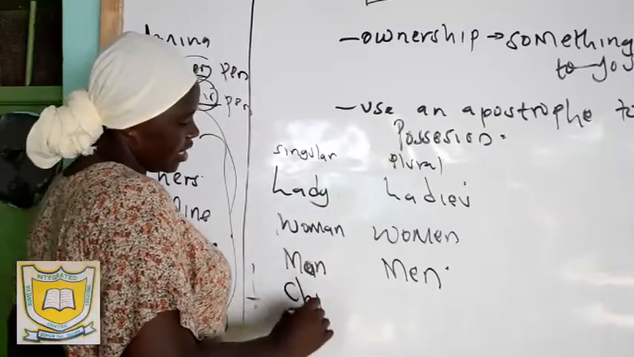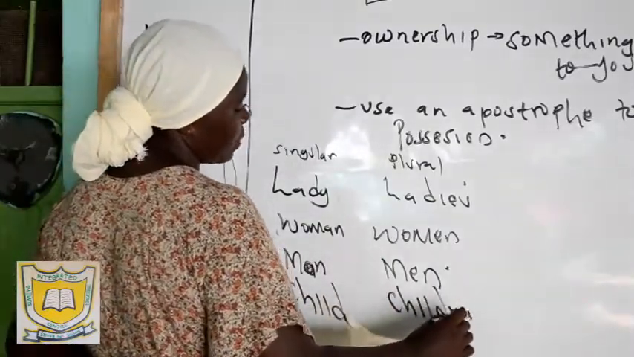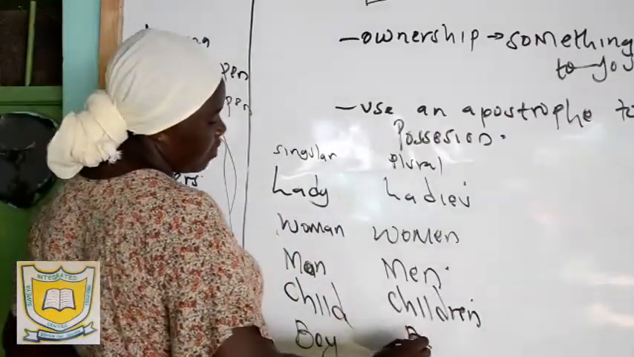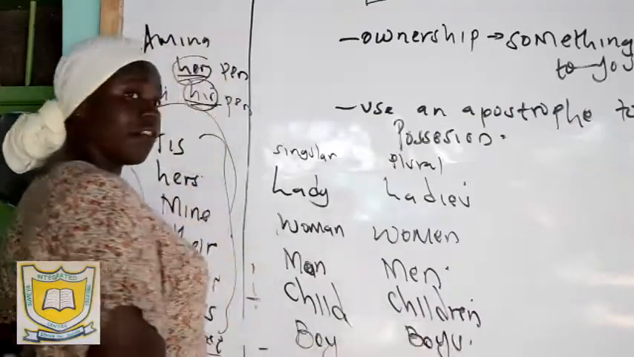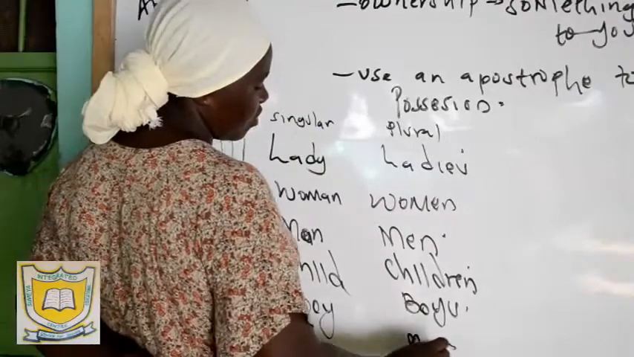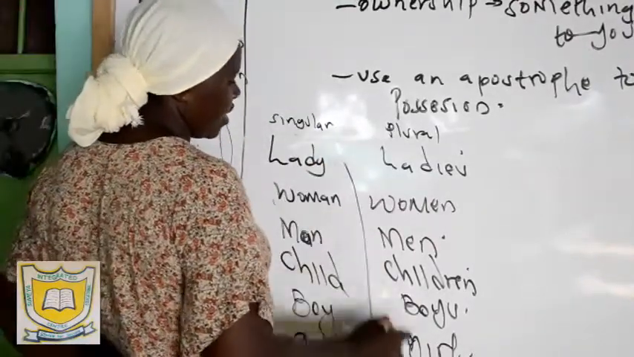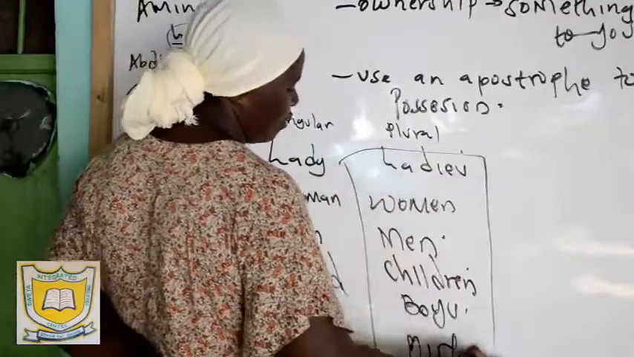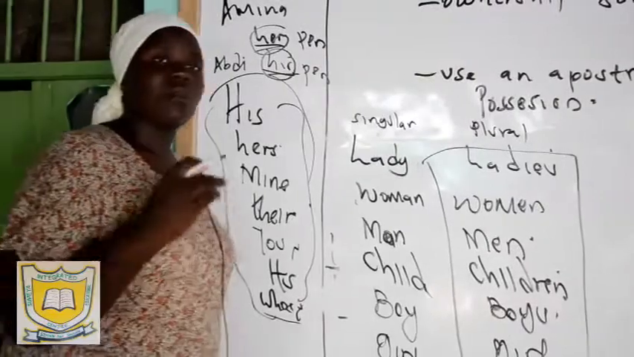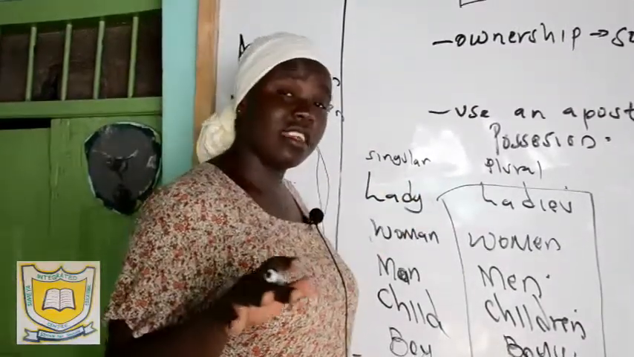I have child in singular, and in plural my child is going to be children. But you can also have a boy, and in plural you have what? In plural you have boys. You can have a girl, and then in plural you are going to have what? Girls. Now, you realize that ladies, women, men, children, boys, and girls are all plural nouns. But how they form their possessive or their possession is different.